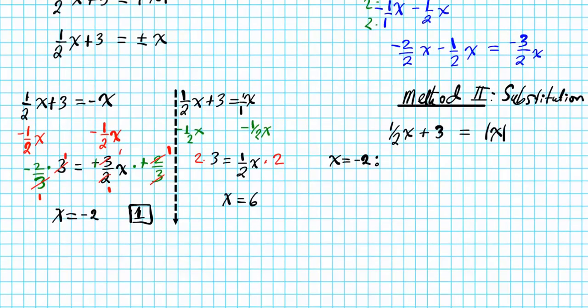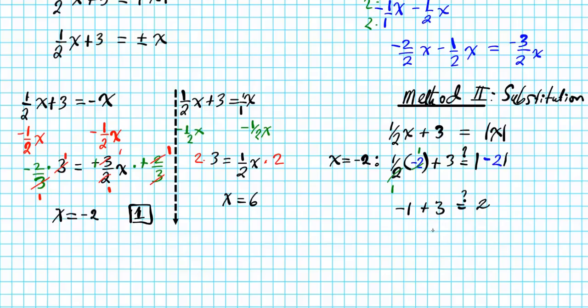So the question is 1/2, replace the x with -2, plus 3, is it equal to the absolute value of -2? Is this a true or false statement? Put a question mark here, we don't know. So these 2 and these 2 divide out, 2 goes here, 1, 2 goes here, 1. So you have -1 plus 3. Is it equal to the absolute value of -2, which is 2?